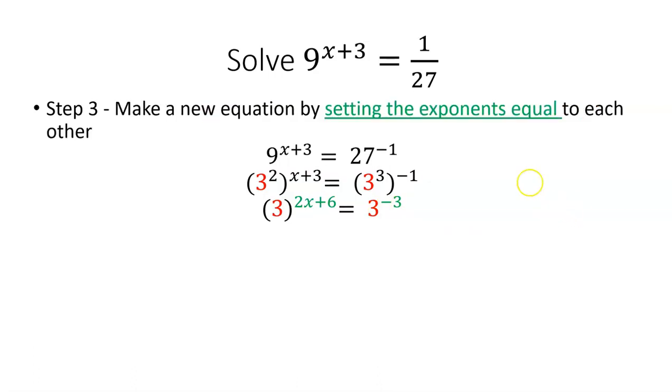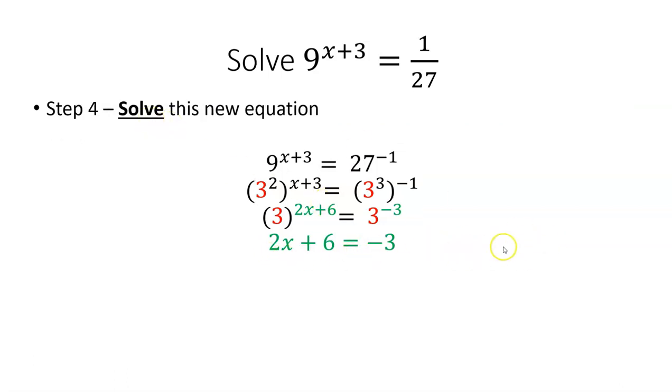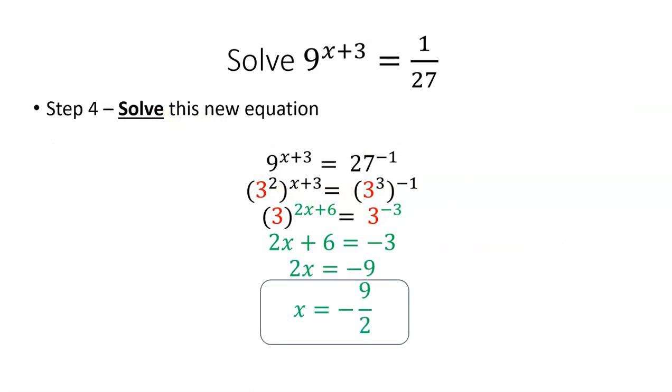Now we'll make a new equation by setting these exponents equal to each other. 3 to some power equals 3 to some other power. These exponents have got to be equal to each other. So we'll dump the 3's. We were just using them anyway, so we could set these exponents equal to each other. 2x plus 6 equals negative 3. And now we'll solve this new equation. Subtract 6 from both sides, divide by 2, x equals negative 9 halves.